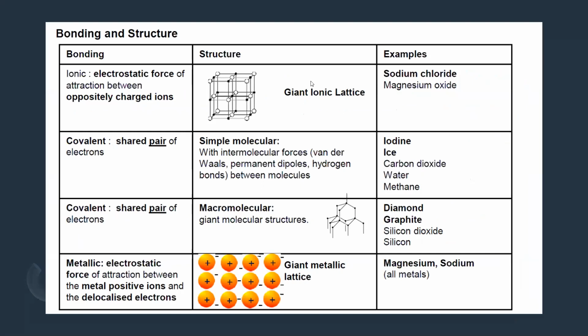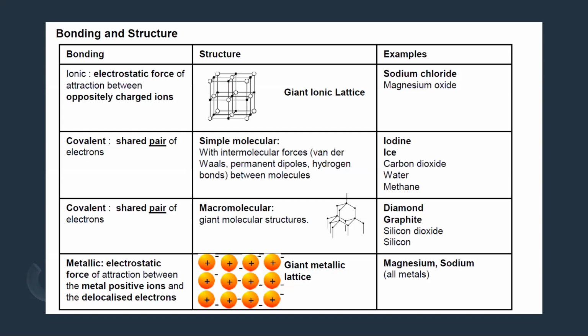This is a comparison of bonding and structure, just a quick review. The ionic bond is an electrostatic attraction between oppositely charged ions. They form a giant ionic lattice, like sodium chloride and magnesium oxide. For this ionic lattice, we discussed many definitions, like ionization energy, electron affinity, atomization, lattice energy, and why there is a difference between theoretical and practical lattice energies.